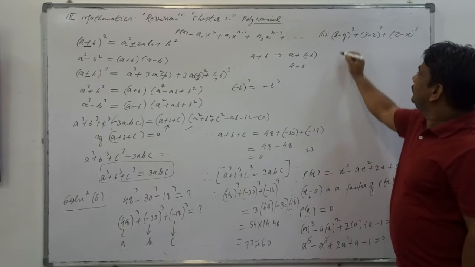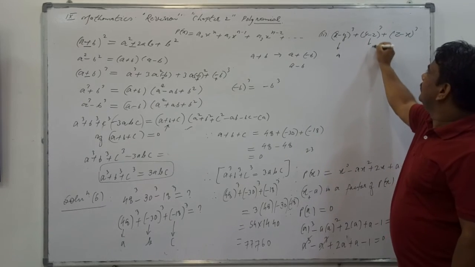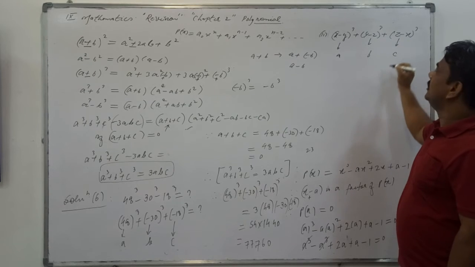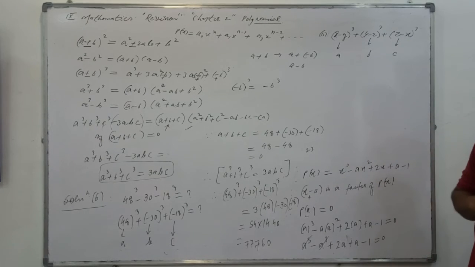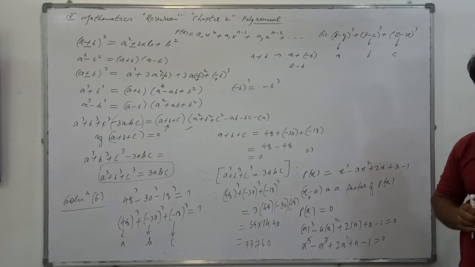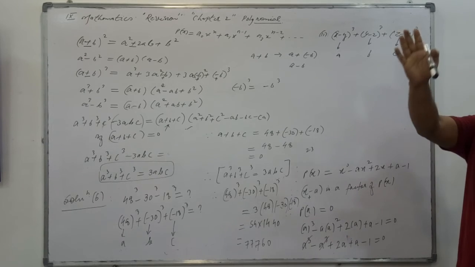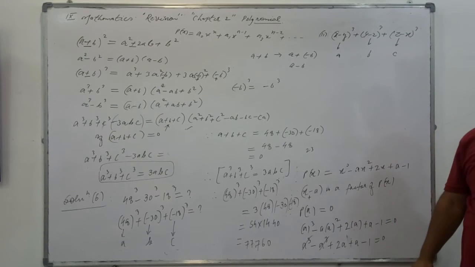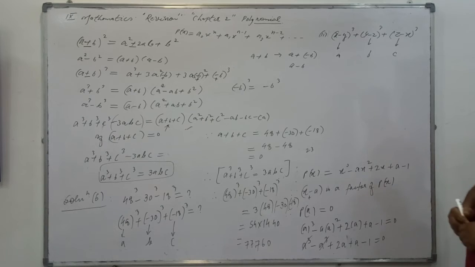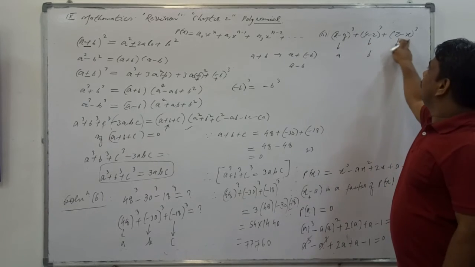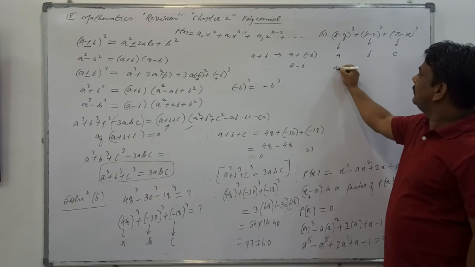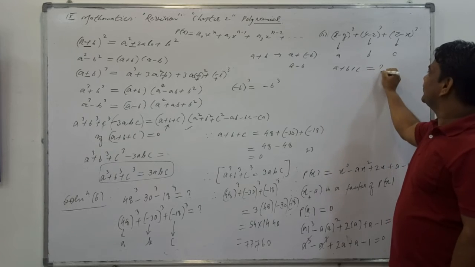Clear now? So you can suppose this is a, this is b, this is c. Don't be confused over the x, y, z. It's not necessary that it will be x cube, y cube, z cube. Look at the pattern: a cube, b cube, c cube pattern. Cube sum of 3 quantities are there. Clear? So a plus b plus c will first be tested here.